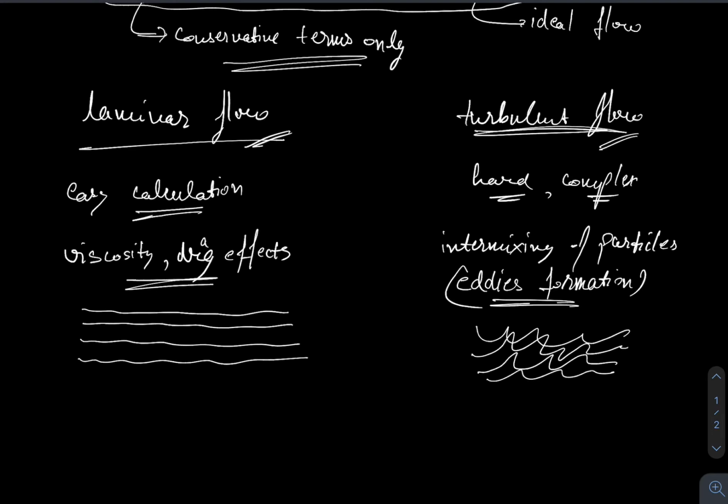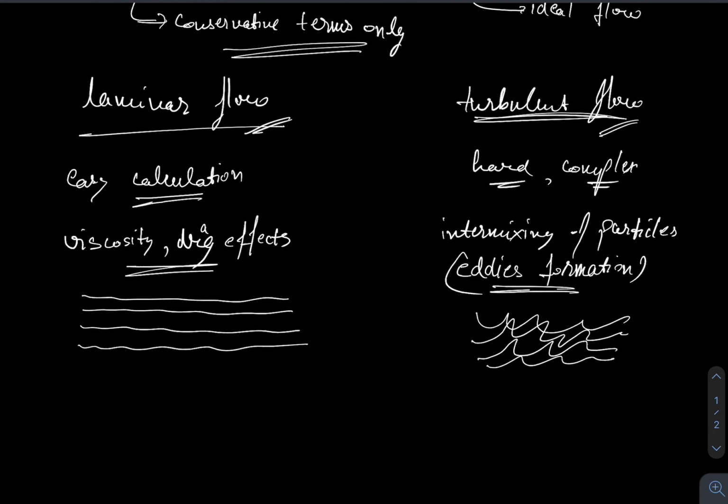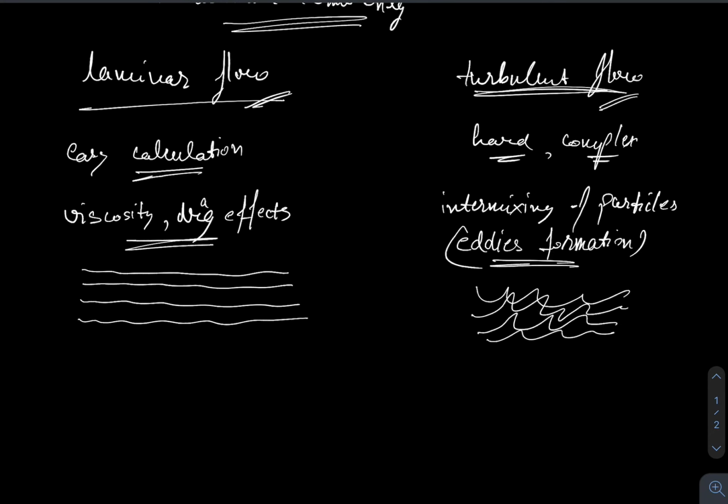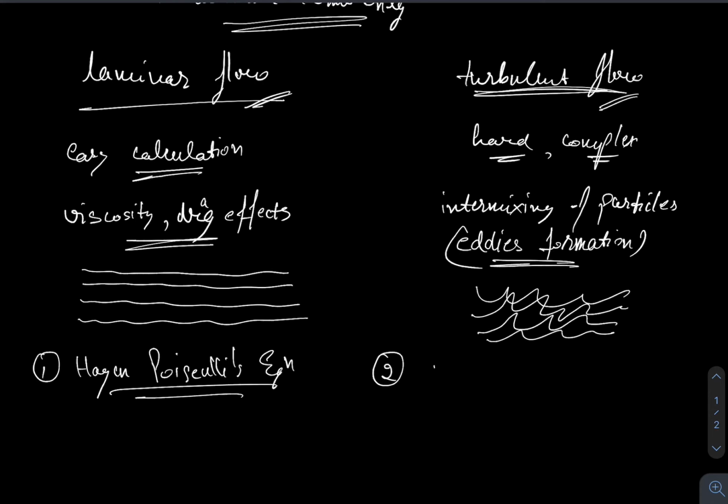In the next class we will study the two equations that are generally used in laminar flow to calculate the fluid friction. The first one is Hagen-Poiseuille's equation, and the second one is Darcy's equation. These are the two equations basically. First of all, we will use these equations to calculate the fluid friction in laminar flow.